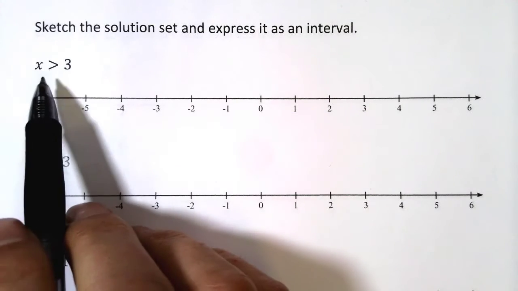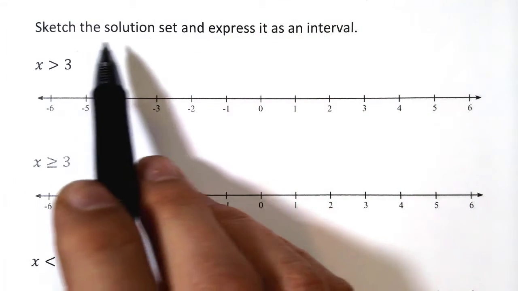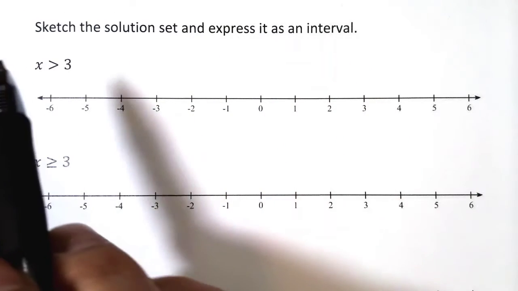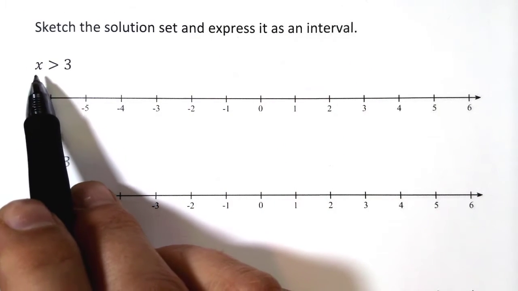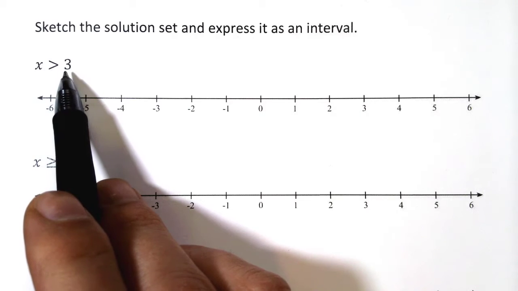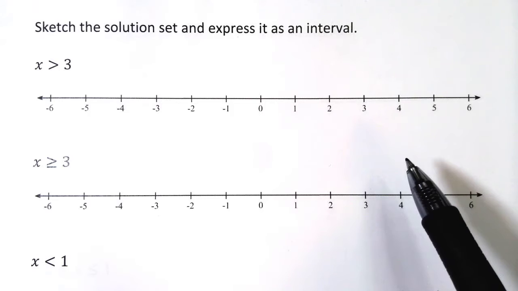In these problems, we are asked to deal with the following inequalities. And we are asked to sketch the solution set and express it as an interval. So to sketch the solution set, we have to think about what values x satisfy x is greater than 3. Well, you might say, well, okay, well, the numbers 4, 5, and 6 are greater than 3.